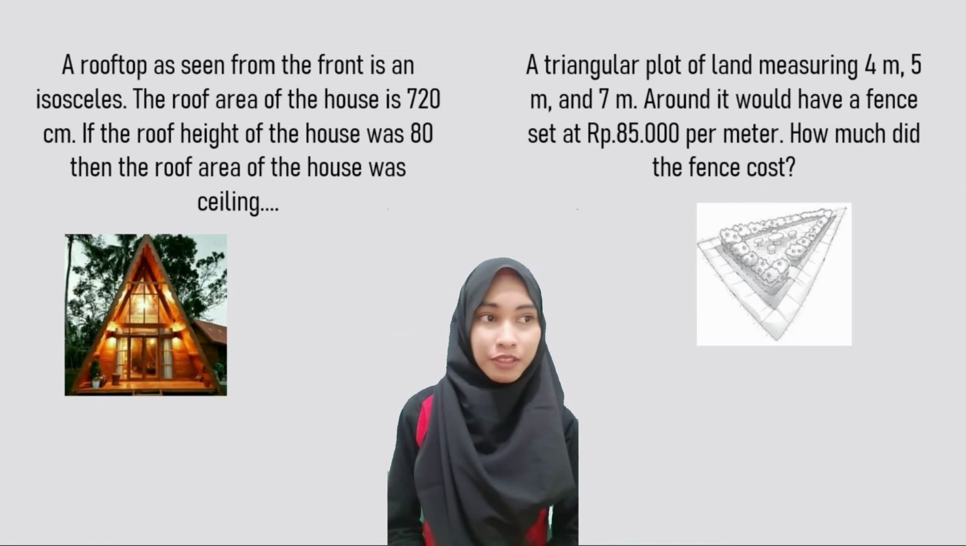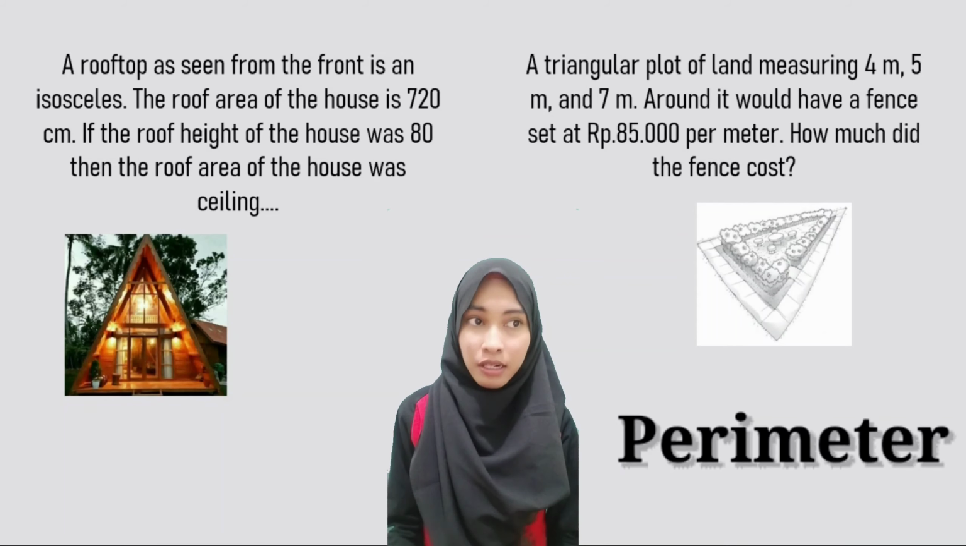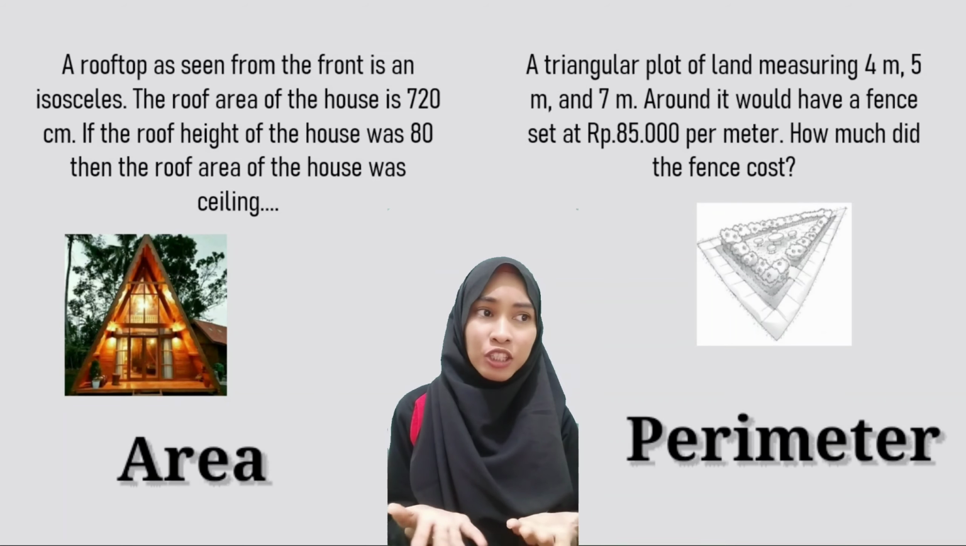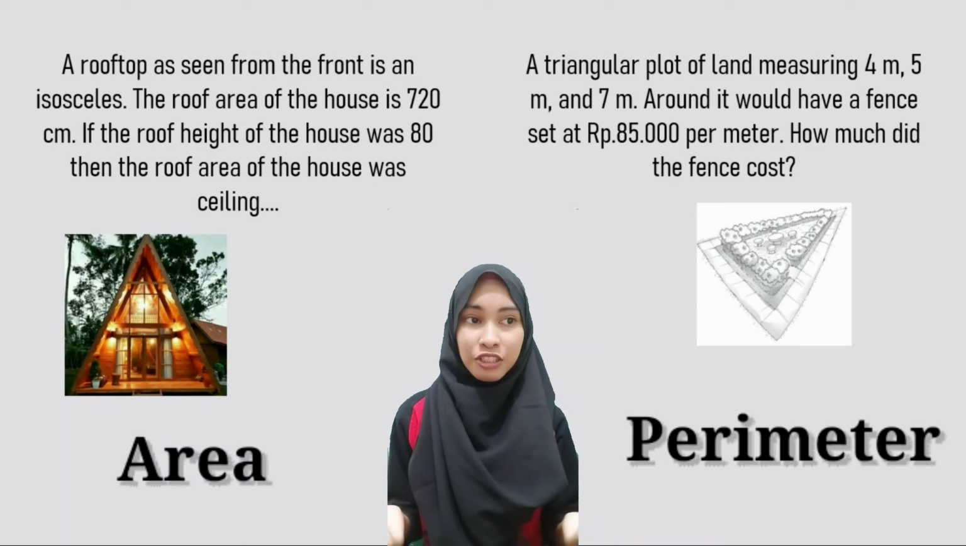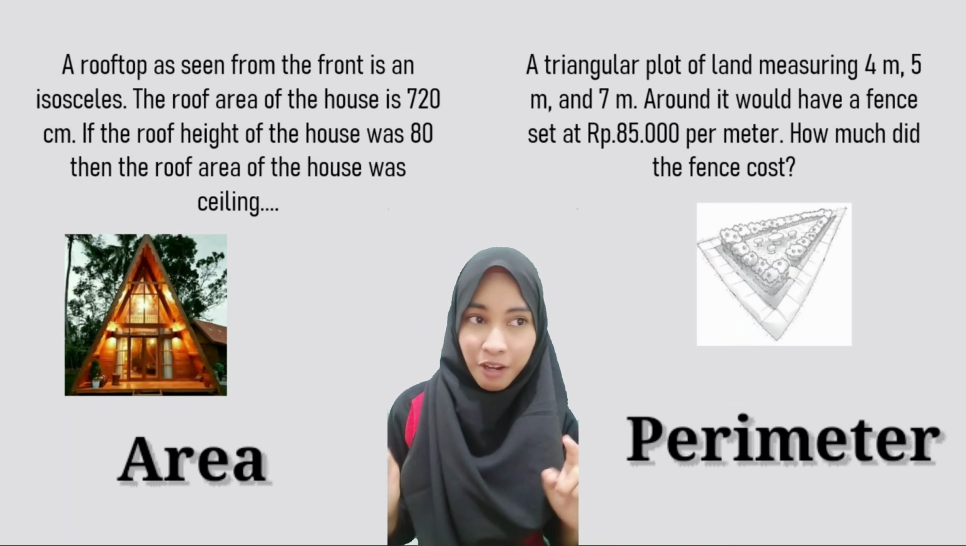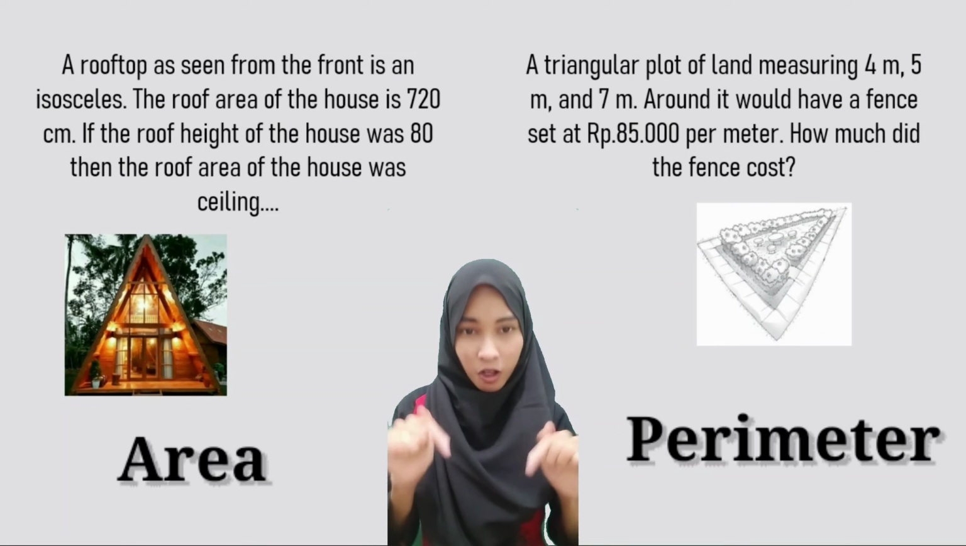Now friends, I still have two questions to be done. These are the questions, one about the perimeter and one again about the area. Now, to make sure that you understand our explanation, can you help me to solve the problem? Give your answer in your own way in the comment column, okay?